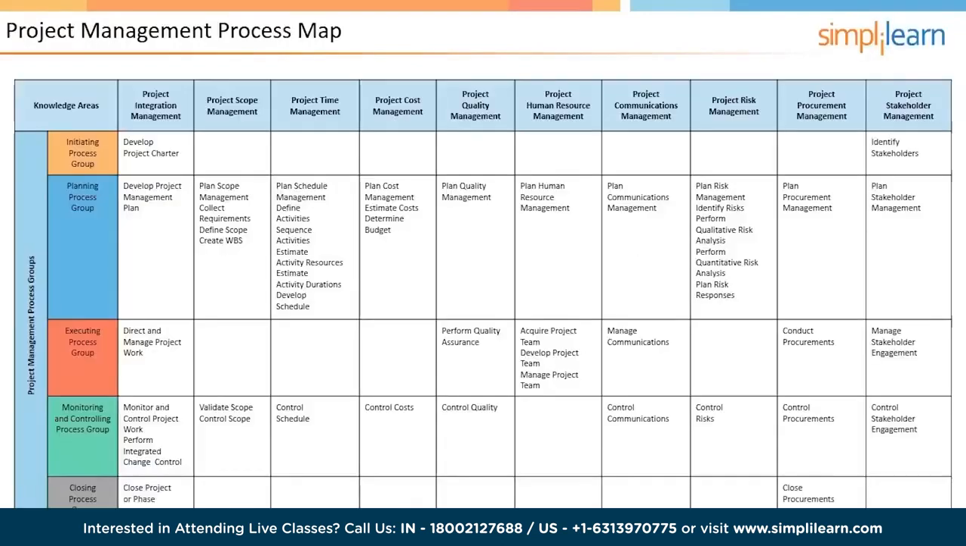There are 47 processes in project management grouped into 10 knowledge areas and mapped into 5 process groups. In this lesson, we will look at the 7th knowledge area, that is, project communications management and its processes. In the next screen, let us understand communication.